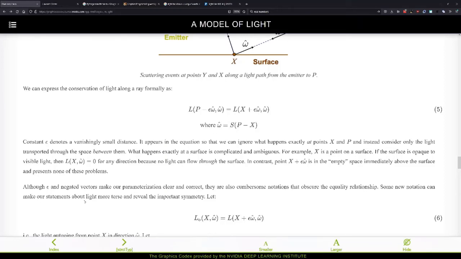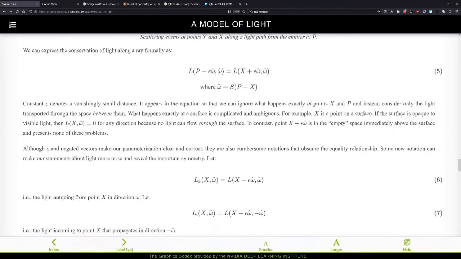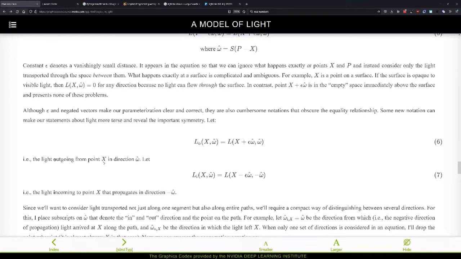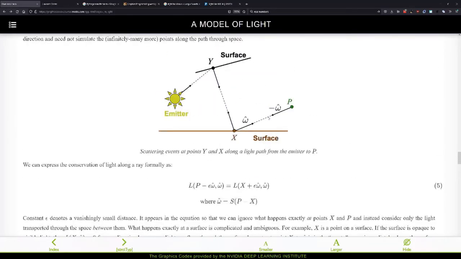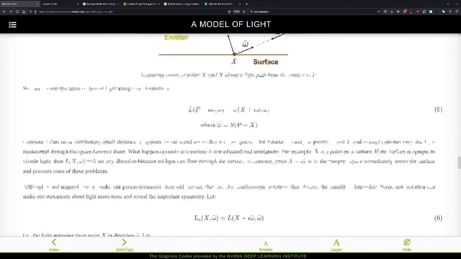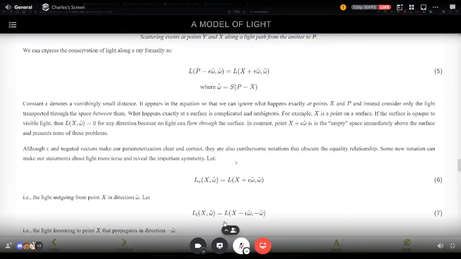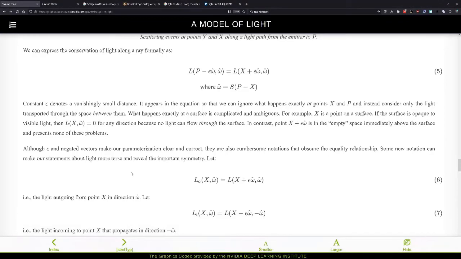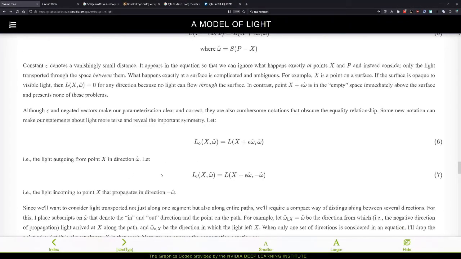Some new notation makes our statements of light more terse and reveals important symmetry. Okay, let light outgoing from point X in direction omega be L_o(X, omega), and then the light incoming is L_i(X, minus omega). So it's... Okay, what is this trying to describe? I think it's like the light. Oh, sorry. The light coming off of the surface, you step away from it that way, and then when you're talking about the light hitting a surface, you have to step backwards along the ray.